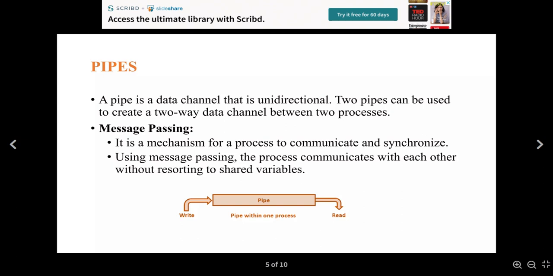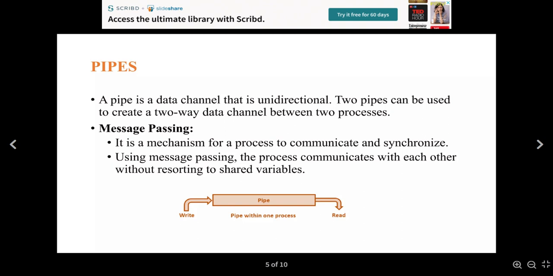It is a mechanism for processes to communicate and synchronize. Using message passing, the processes communicate with each other without resorting to shared variables, which means that with the help of a pipe, there will be sharing of data between the two processes. Once the data is shared from one end of the pipe to the other end, it cannot be read again. Also, my dear friends, a pipe establishes one-way communication between the processes.